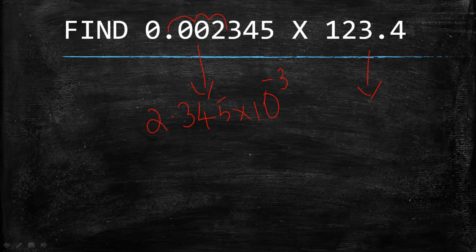123.4 means the number can be expressed as 1.234 into 10 raised to a positive number, and we are shifting 2 places, right? So 10 raised to 2. Got it? So this is the first step. Now we studied one formula. Log of the product of two numbers can be written as log A plus log B.